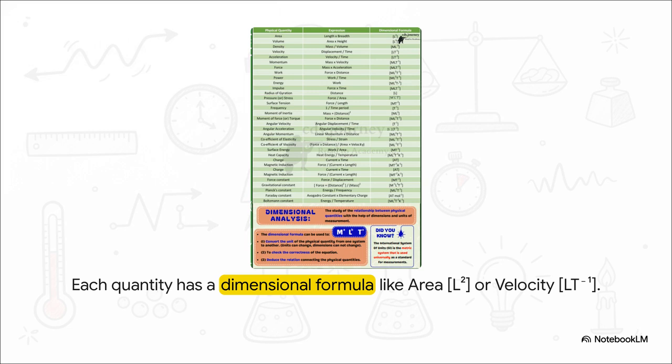Whoa, okay, this table might look a little intimidating at first, but trust me, the idea is actually super simple. We can represent any quantity using symbols for its fundamental parts: L for length, M for mass, T for time, and so on. So, for example, look at area. What is it? It's just length times length. So its dimensional formula is just L squared. Or velocity. We know that's length divided by time, so its formula is L T to the minus 1. See? Every single concept has its own unique dimensional signature.